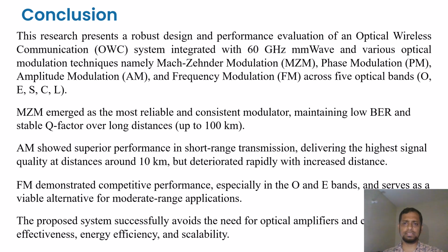In conclusion, we can say a few things. The Mach Zehnder modulator emerged as the most reliable and consistent modulator, maintaining low BER and stable Q factor. The amplitude modulator shows superior performance in short range transmission, delivering a high quality signal. The frequency modulator demonstrated competitive performance, especially in O band and E band signals.